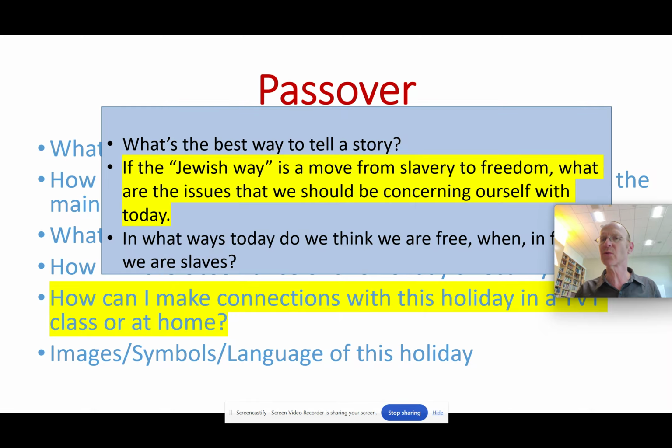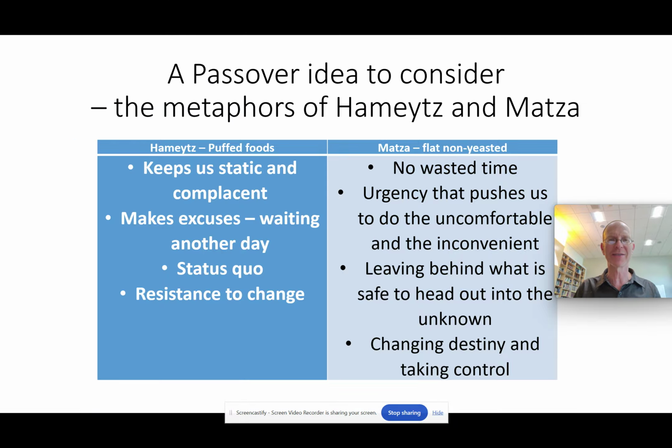If the Jewish way is the way to move from slavery to freedom, what are the issues that we should be concerning ourselves with today? In what ways today do we think that we are free, and in what ways do we think that we are actually slaves? What ways are we getting it wrong, where we think we're actually free, but maybe we are actually slaves when we're just kind of going on and doing what everyone else does.